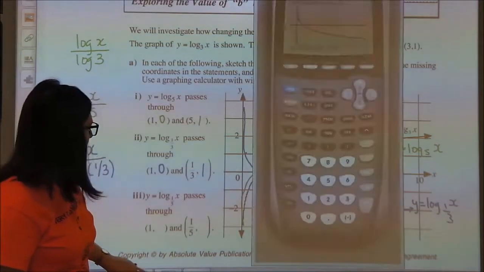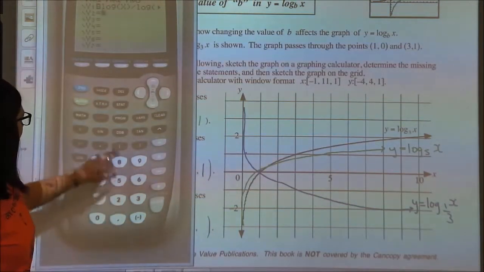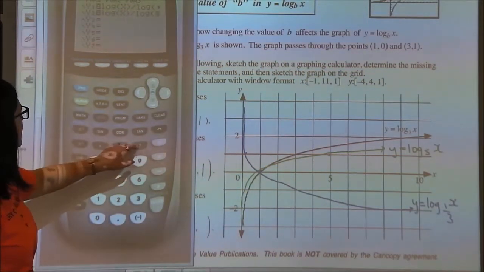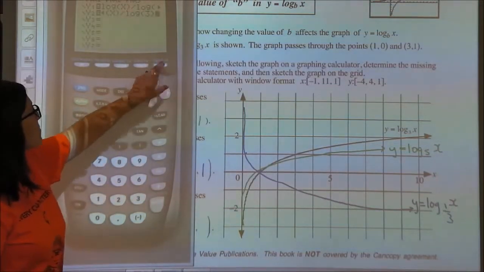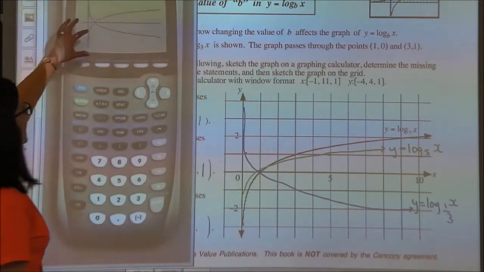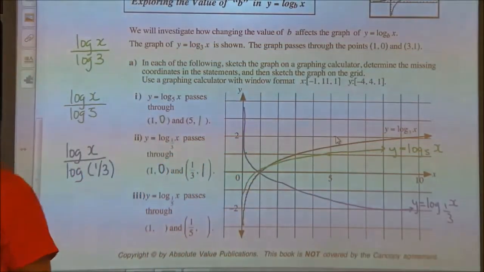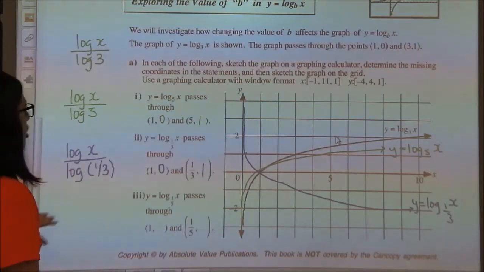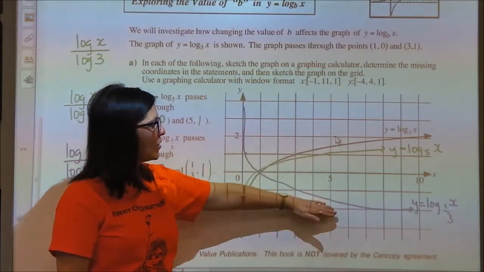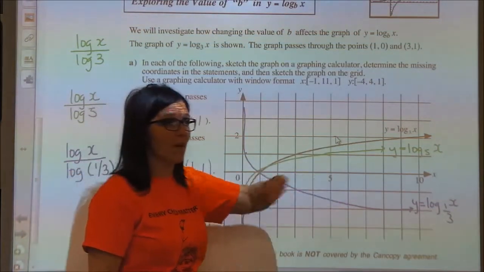Now I want to quickly show you something. If I do a second graph, and I go log x divided by log 3, and graph that, that's the graph that's in black. Notice these 2 graphs are a reflection of each other. So if I look at the last one, log base 1/5 of x, if these 2 are reflections of each other, the black and the blue, what do you think the 1/5 graph should be? It should probably be a reflection of my 5.